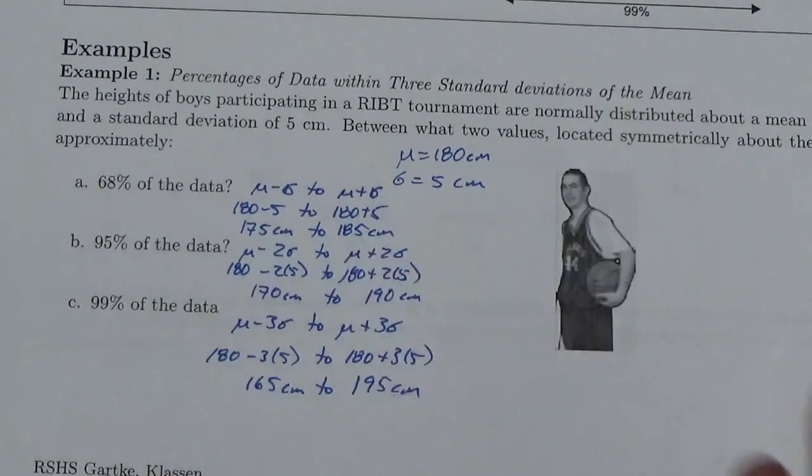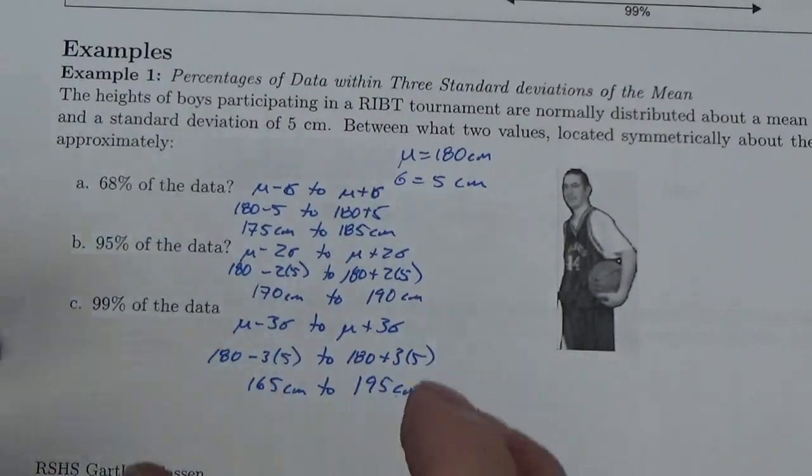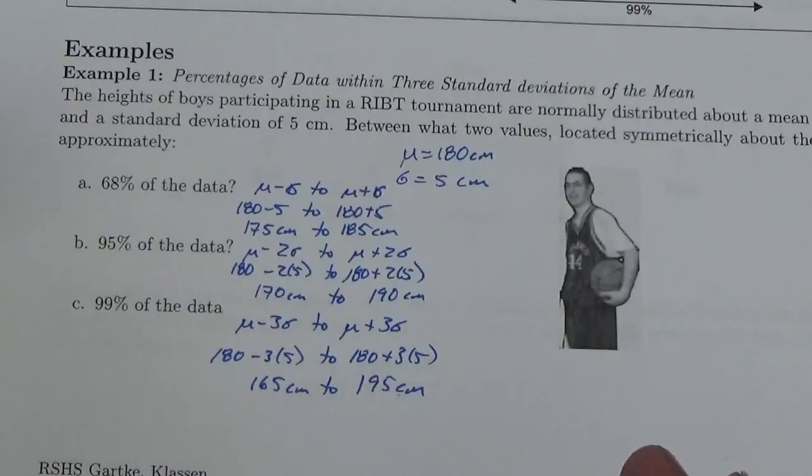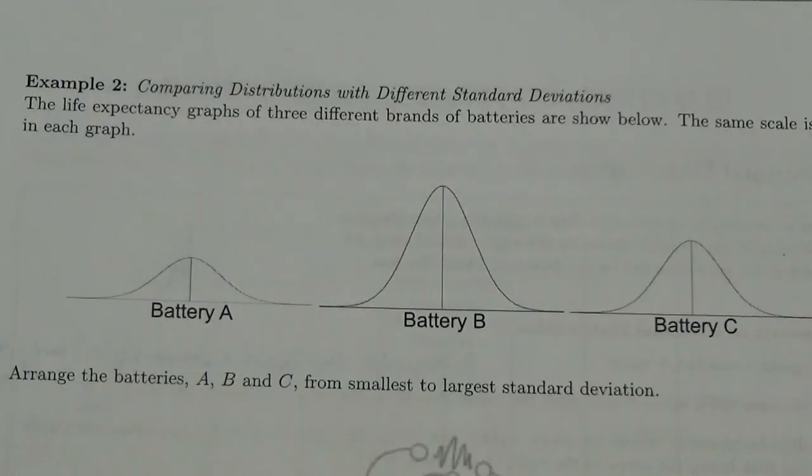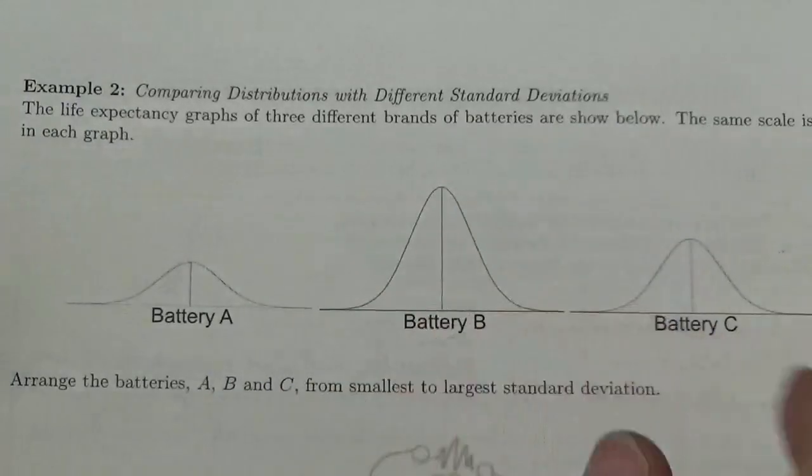If there is anybody that's outside that range, it's probably like one person. Odds are really low that you're going to find that one person, okay? So anyway, that's how you want to understand what's going on with this normal distribution, and those percentages there. And in this question it says, we're comparing distributions with different standard deviations.